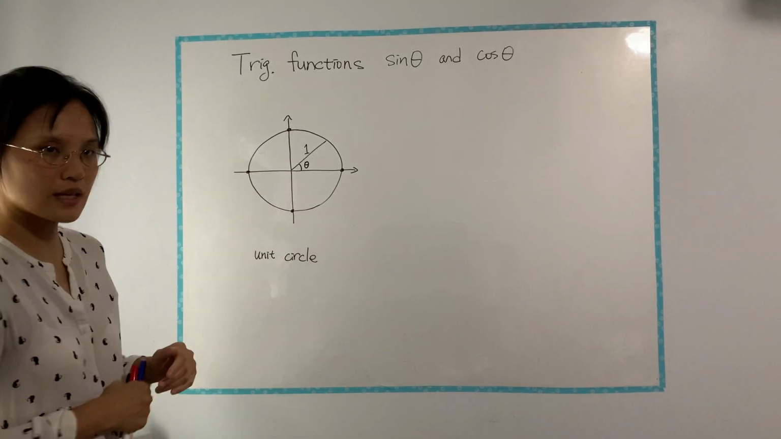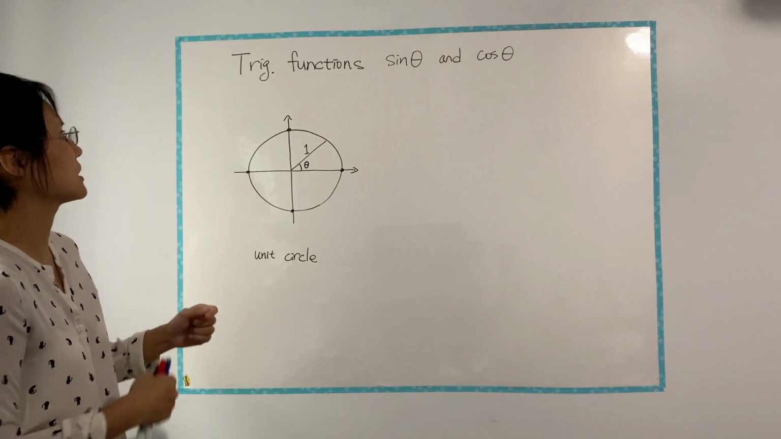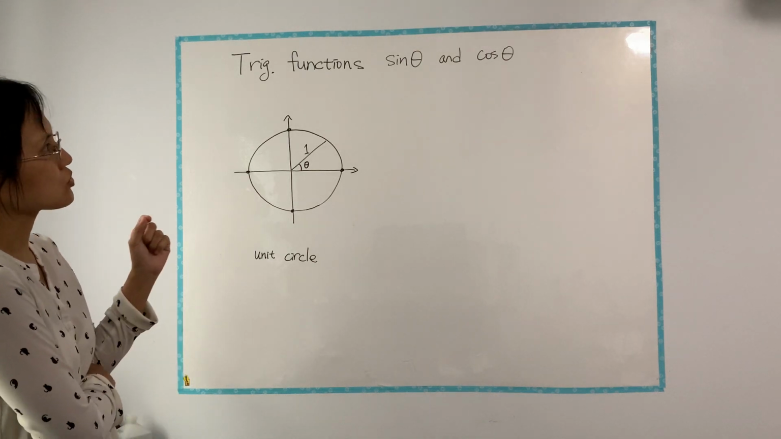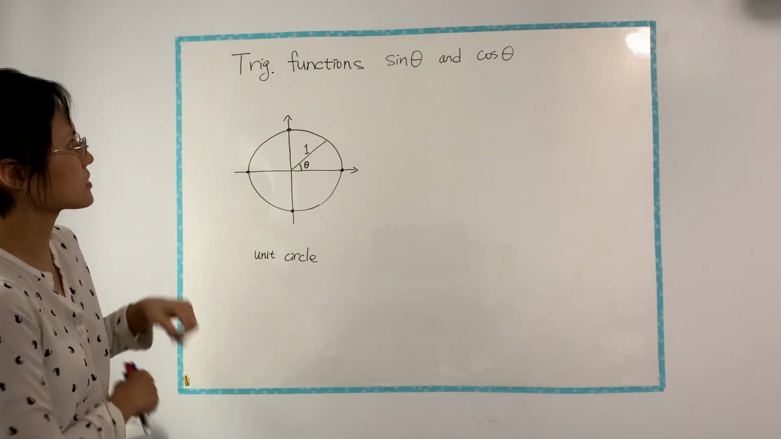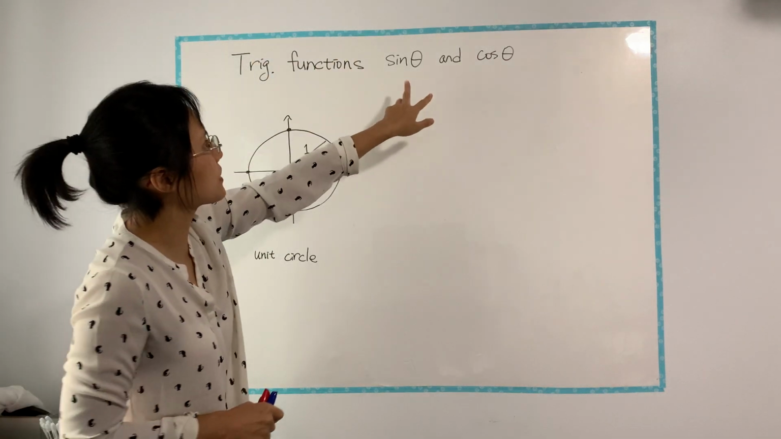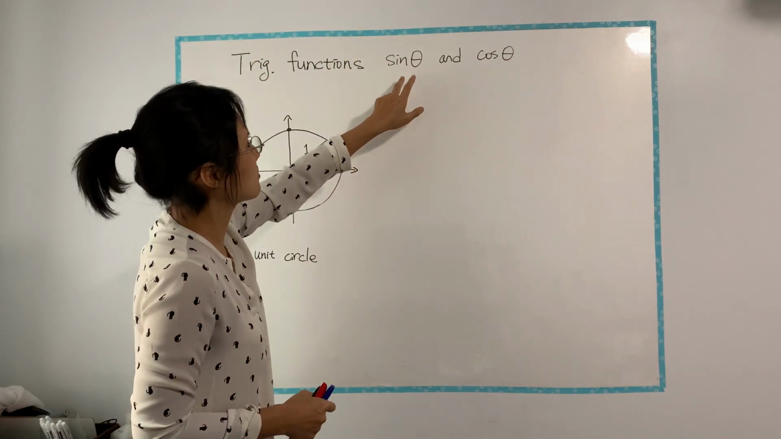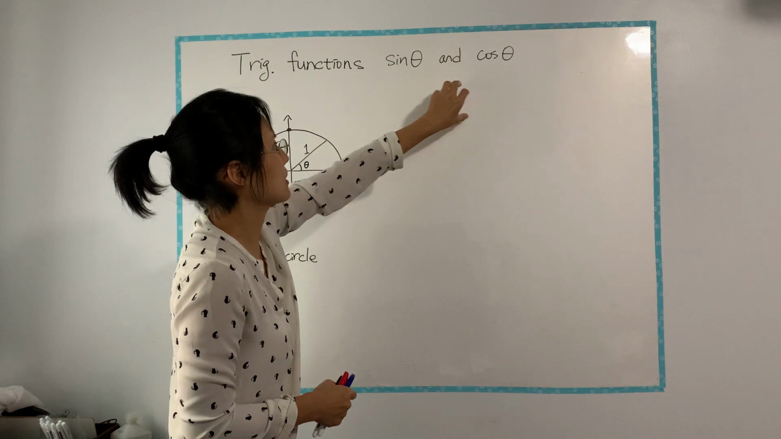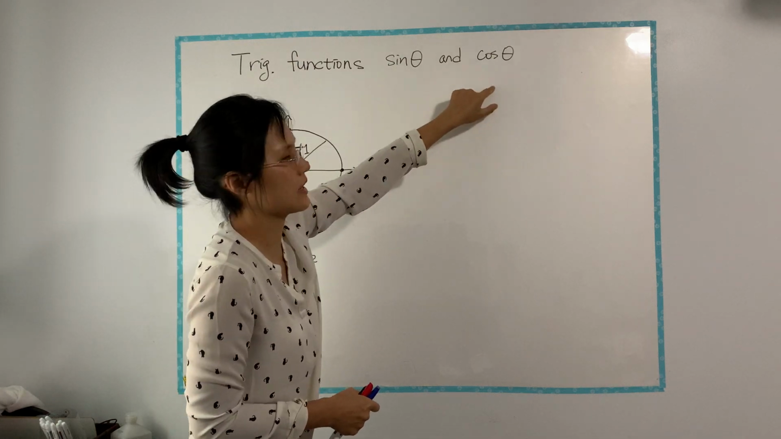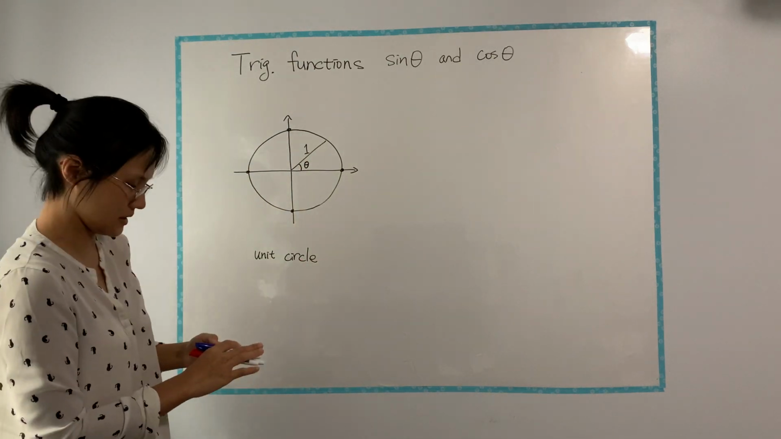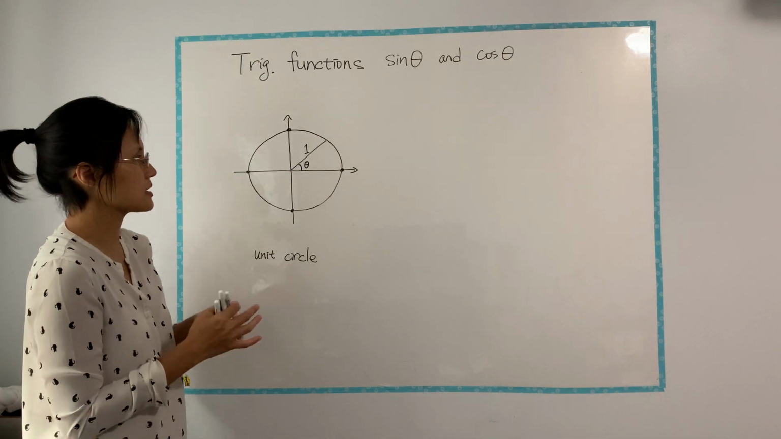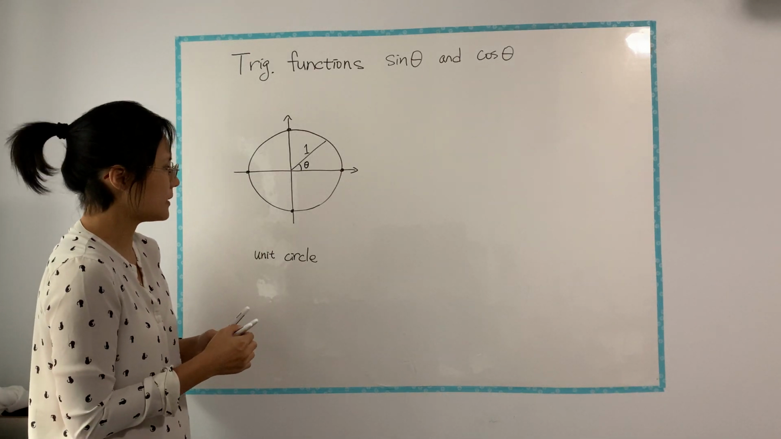This video is a supplement material. We're going to talk about trig functions, sine theta and cosine theta. Of course, theta is a variable. I can write it as sine theta, sine x, cosine x. It's the same thing, just different names for the variable. The concept's the same.